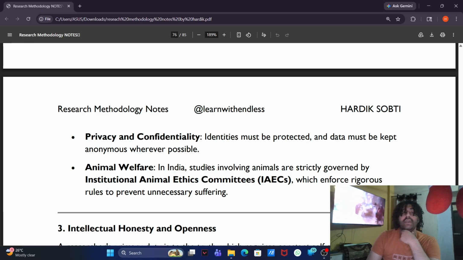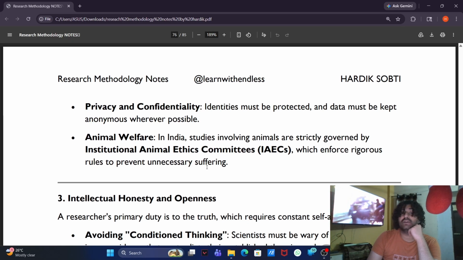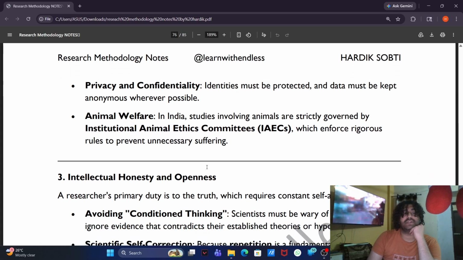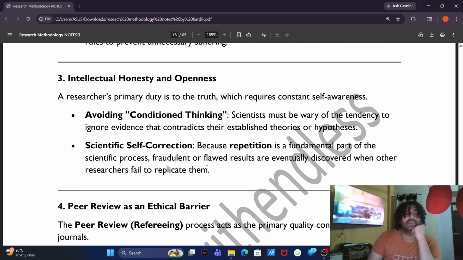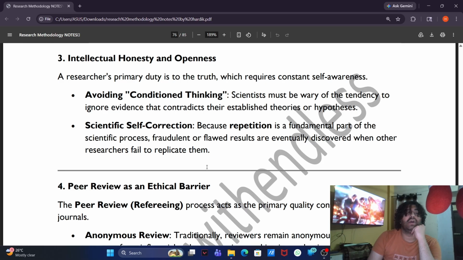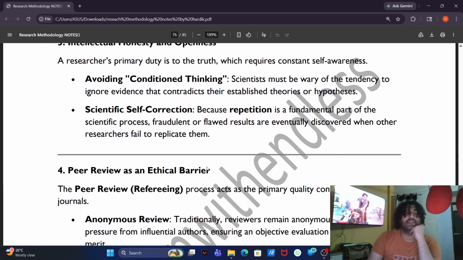Animal welfare. In India, studies involving animals are strictly governed by Institutional Animal Ethics Committees, IAEC, which enforce rigorous rules to prevent unnecessary suffering. Next topic, intellectual honesty and openness. A researcher's primary duty is to the truth, which requires constant self-awareness. Avoiding confirmation bias. Scientists must be wary of the tendency to ignore evidence that contradicts their established theories or hypotheses. Scientific self-correction. Because replication is a fundamental part of the scientific process, fraudulent or flawed results are eventually exposed when other researchers fail to replicate them.